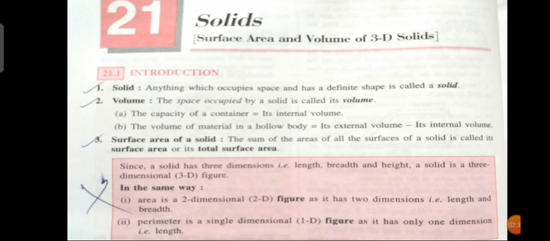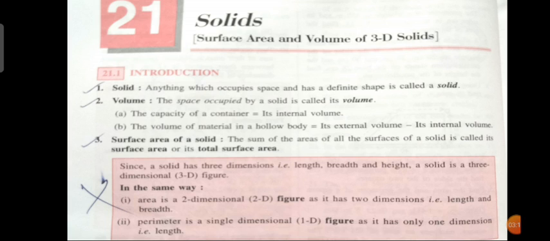So for an introduction, what is a solid? A solid is something which occupies space and has a definite shape. That's the definition for a solid. Anything which occupies space, and also has a definite shape. And volume is the space occupied by a solid. The space occupied by a solid is its volume.